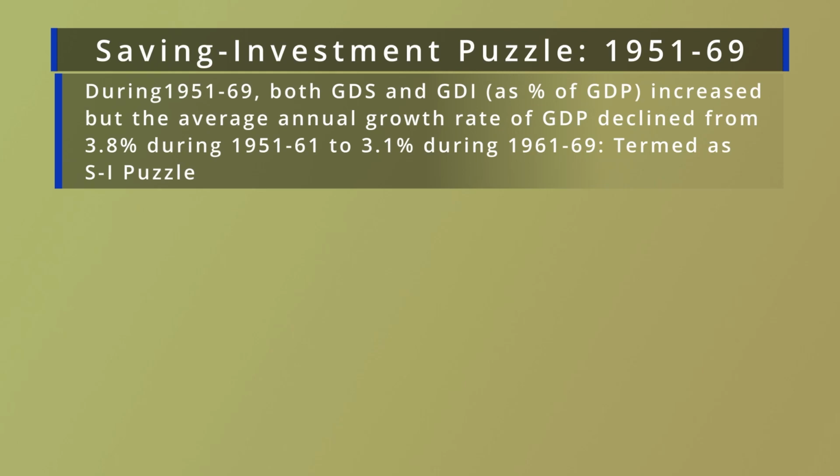So this is a puzzle, because in the Harrod-Domar model, given the incremental capital output ratio, if you can increase your savings rate, if you can increase your investment rate, then your growth rate in GDP must increase. But here you find something opposite. So that is a puzzle. Now, what are the reasons behind this puzzle?